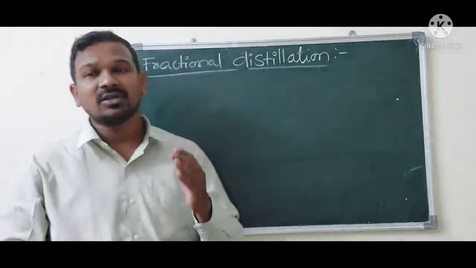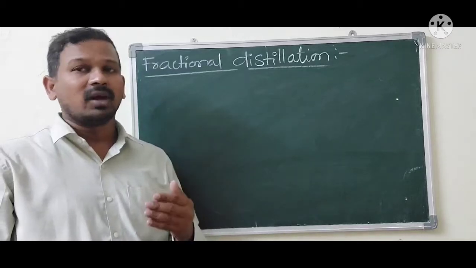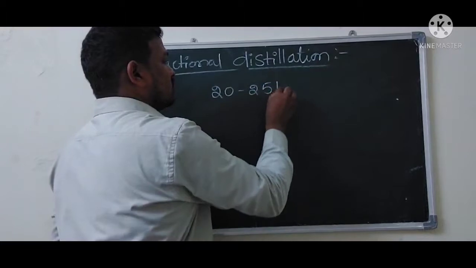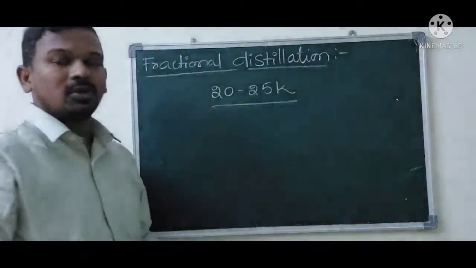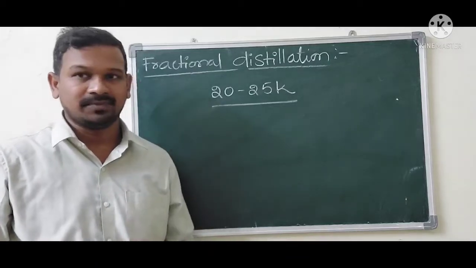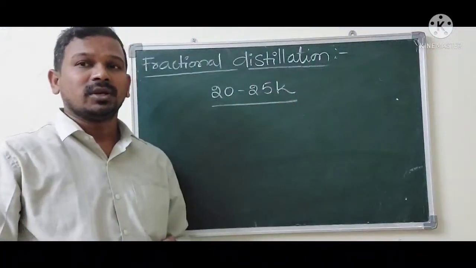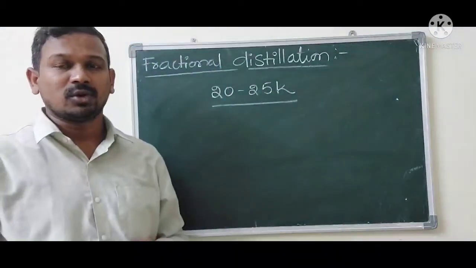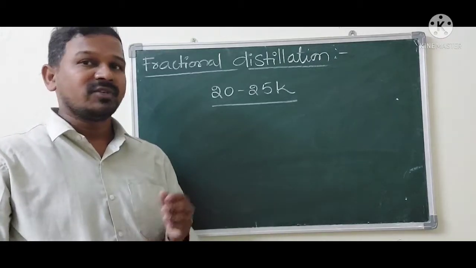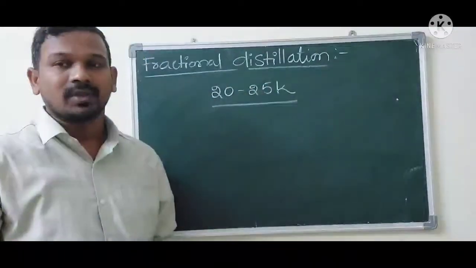But if the difference of the boiling points is less than 30 Kelvin, or nearly 20 to 25 Kelvin, then it is not possible to separate the miscible liquids from the solution with simple distillation. For that case, we go for fractional distillation. In this process, we can separate miscible liquids in a solution whose boiling point difference is nearly 20 to 25 Kelvin.